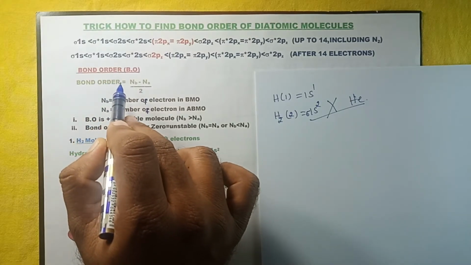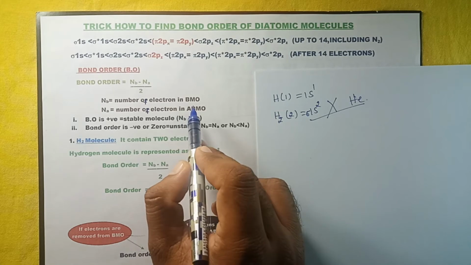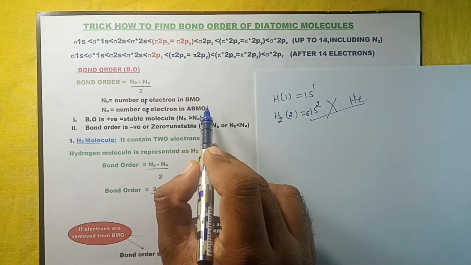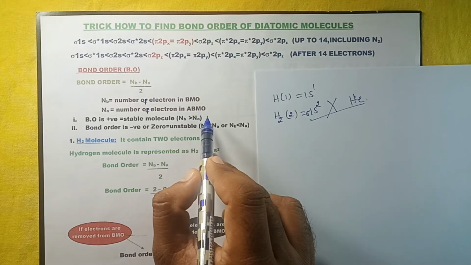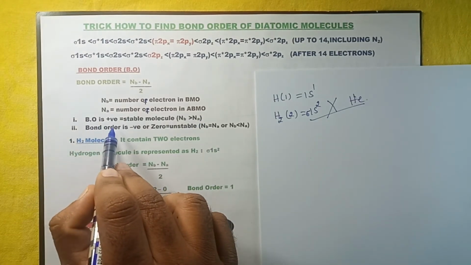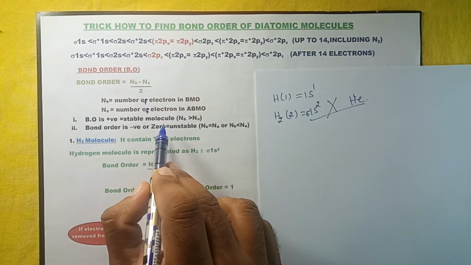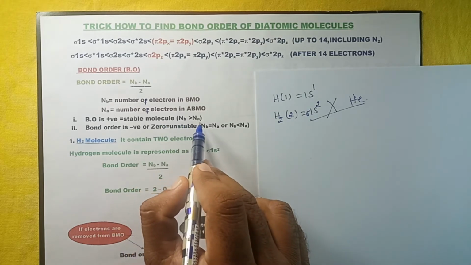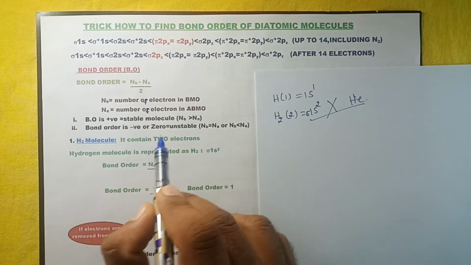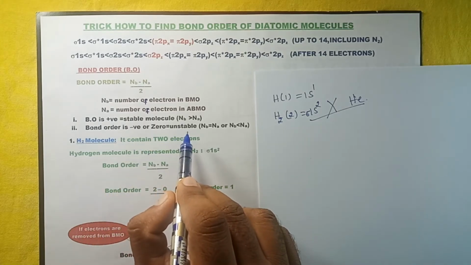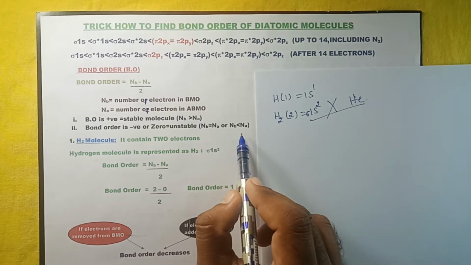Bond order is defined as 1/2 of the difference between Nb, the number of electrons in BMO, nothing but bonding molecular orbital, and Na, the number of electrons in anti-bonding molecular orbital. So if bond order is positive, then the molecule exists and that molecule is stable. In such case, Nb greater than Na. Next, if bond order is negative or 0, such molecules are unstable and cannot exist. In such case, Nb equals Na or Nb less than Na.